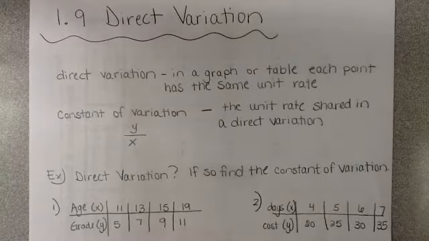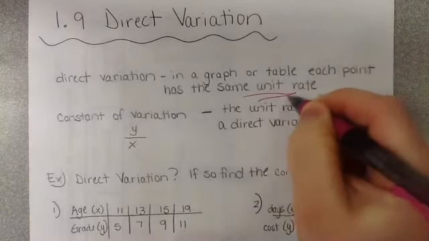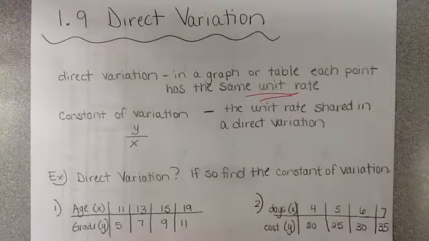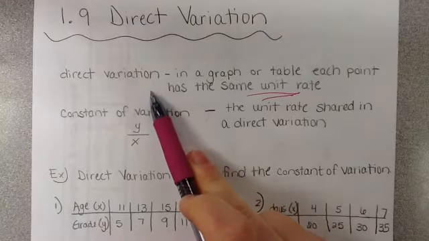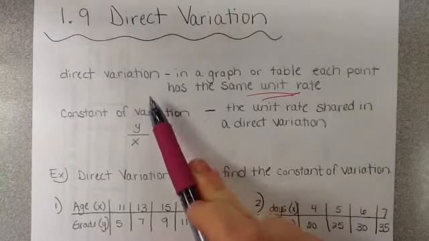Direct variation is if we have the same unit rate for every point in a graph or table. So we're going to take the points that are given to us in a table or a graph, and we're going to find the unit rate. If all of those have the same unit rate, then it is a direct variation. If not, it is not a direct variation.